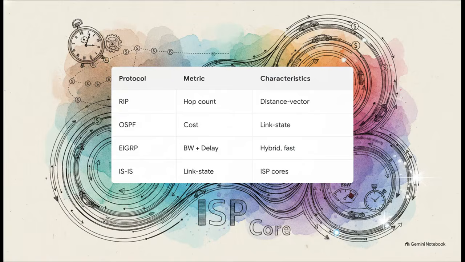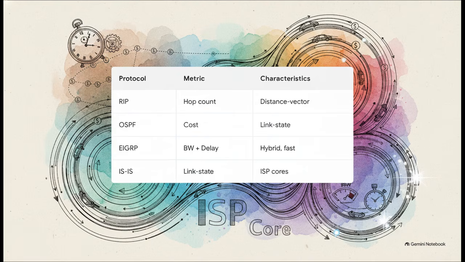So the big takeaway here is picking the right internal tool for the job. RIP caps you at 15 hops and blindly updates every 30 seconds. Honestly, it's pretty much a relic these days. OSPF, though, is super popular. It's a link state protocol that uses bandwidth cost as its metric, and it scales beautifully to massive networks.